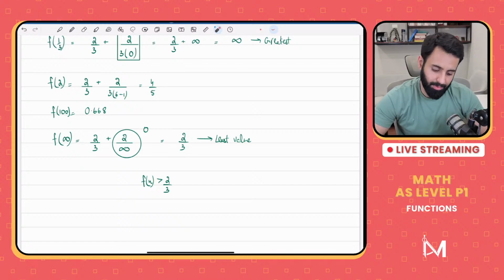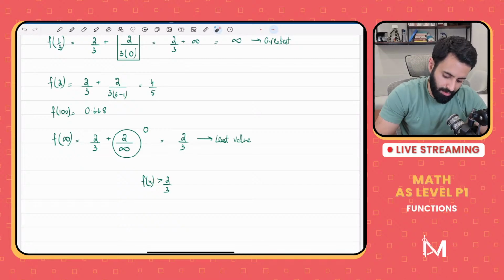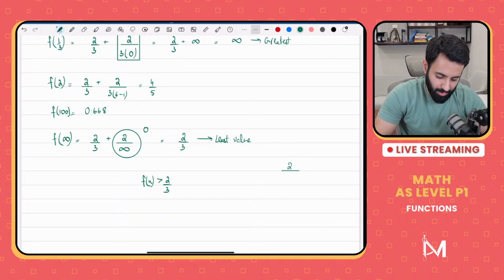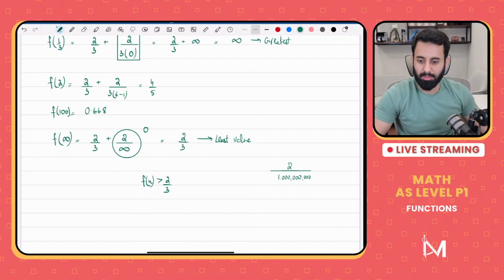How is 2 upon infinity 0? So think of it this way, that you have 2 slices of pizza and you have 1 million people eating it. Or let's say 1 billion people eating it. So what will be the share per person? Think about it. You have 2 slices of pizza and you have 1 billion people eating from those 2 slices. What do you think will be the share per person?